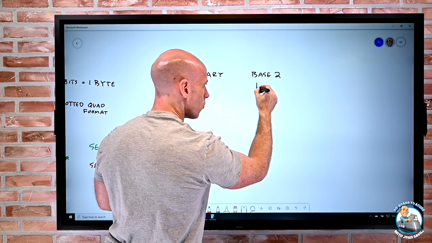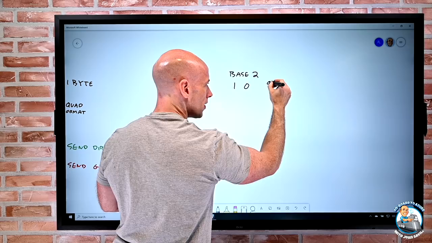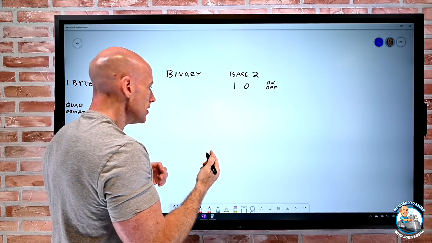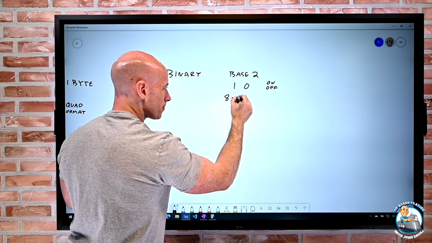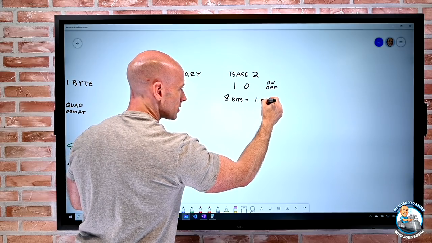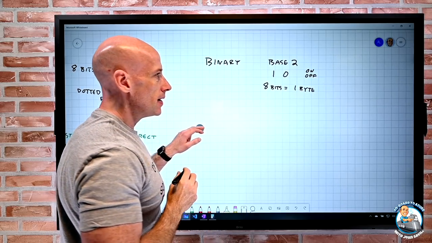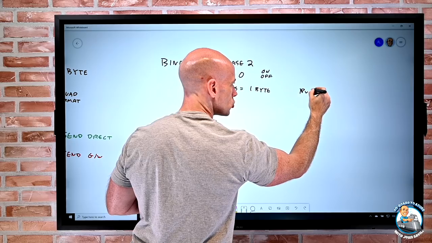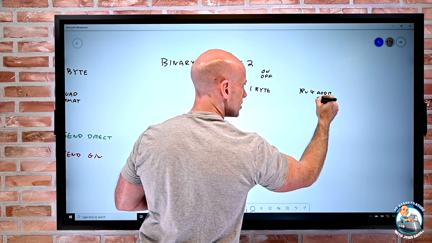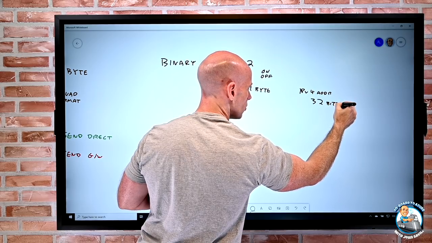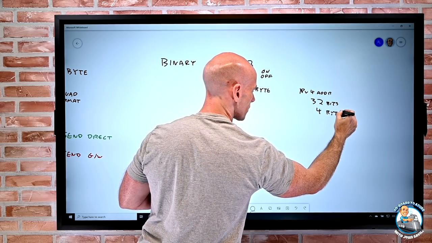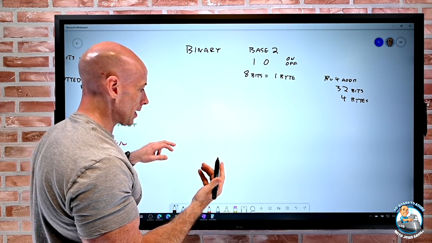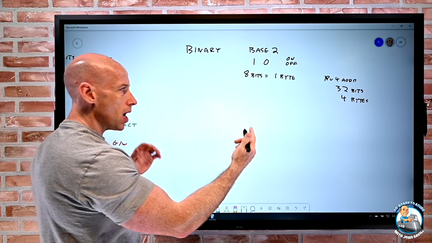Basically, I can have a state of 1 or 0, which in computers can mean it's on or off. It has power or it doesn't have power, which is why we see that. And again, we have 8 bits equals 1 byte. So a byte is 8 bits. We need to understand what's happening behind there, because remember, this IPv4 address is 32 bits, or 4 bytes. Now, I don't want to spend a huge amount of time on binary. It's not that thrilling.